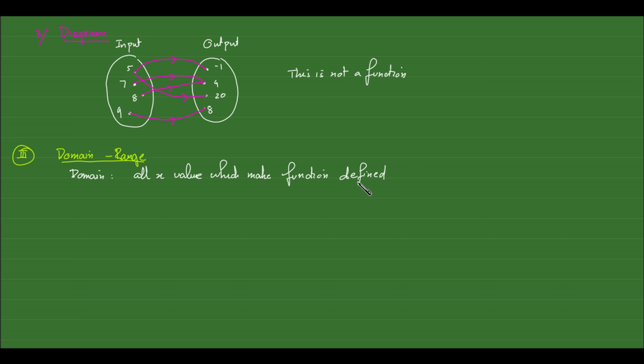How do we understand this term, defined? What does it mean by defined? Defined literally means that you can evaluate it. That's what it means. You have to be able to evaluate that. It means that you can plug in and calculate it.